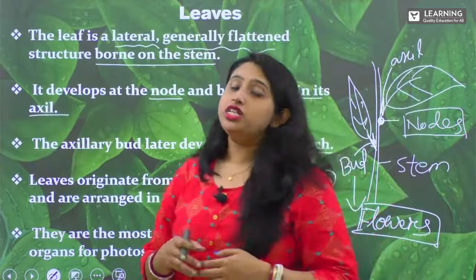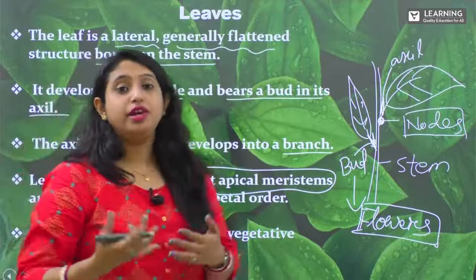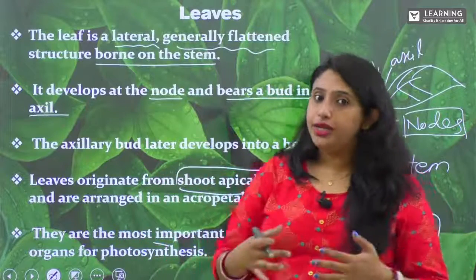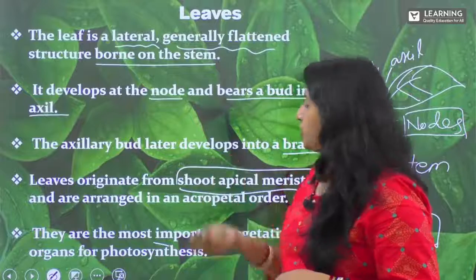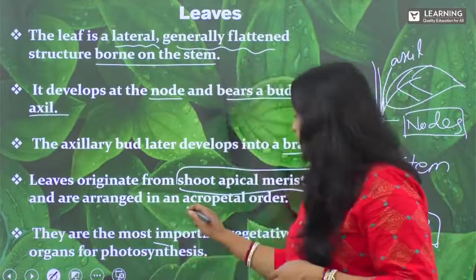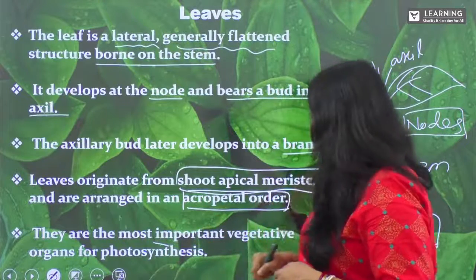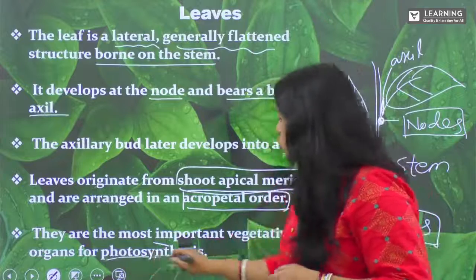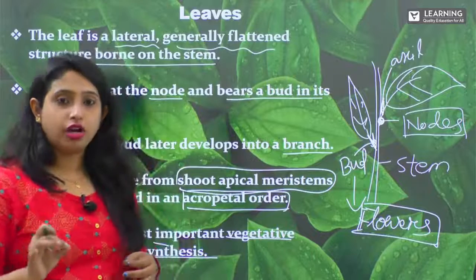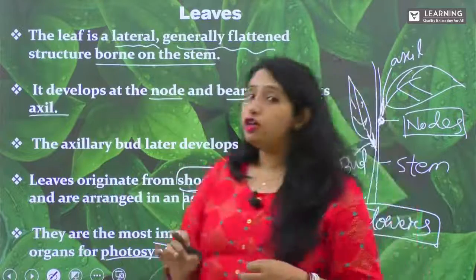So what is the shoot apical meristem? The leaves originate from the shoot apical meristem, that is where the meristematic activity allows the cells to divide rapidly. Leaves arise from the shoot apical meristem and are arranged in an acropetal order. They are the most important vegetative organ for photosynthesis.